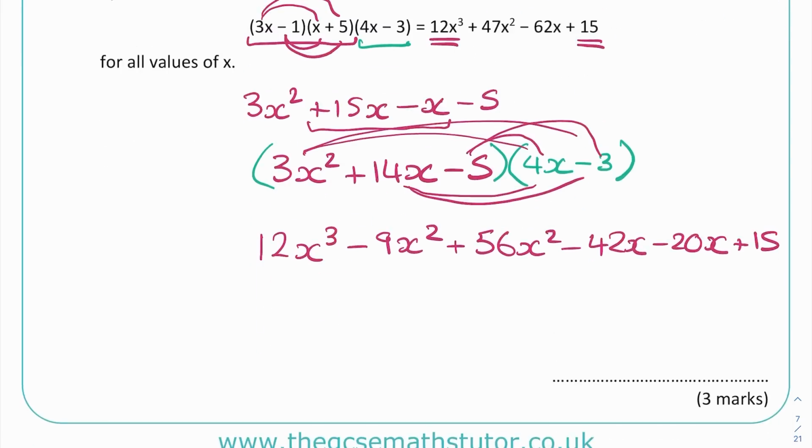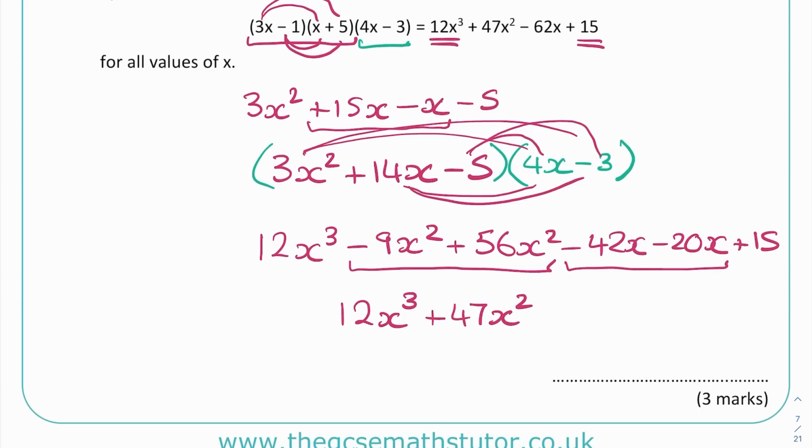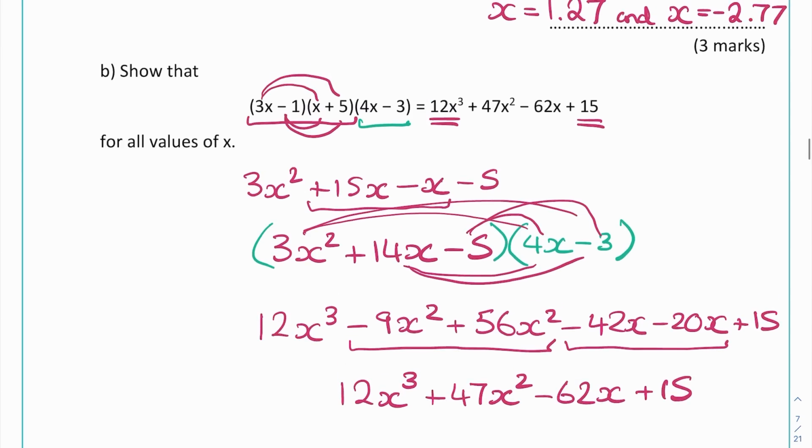We just need to make sure these pieces in the middle, so these 2 x squared pieces and these 2 x pieces, also simplify to what we've been asked. So double checking that, we get 12x cubed. Negative 9 add 56 is 47x squared, there we go. And negative 42 take away 20 is negative 62x. Plus 15 at the end, and that's matched what it asked us to find. So we have shown that, and there we go, there's our final answer.